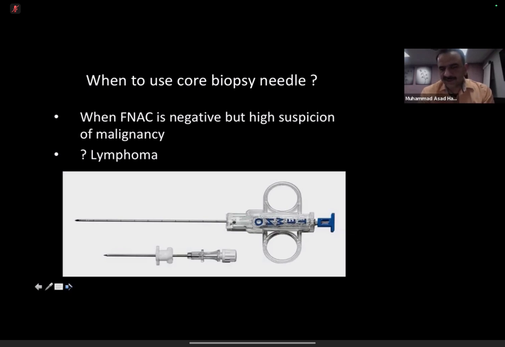The reason for that is, in order to diagnose the lymphoma, histopathologists need to see a certain number of lymph follicles before they can make a diagnosis. And that information is not available in the fine needle aspiration. So it's better to perform the core biopsy in such cases.